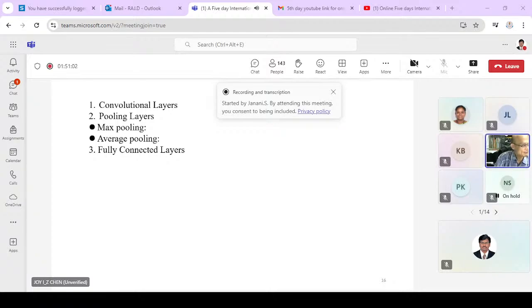It is also known that a CNN involves several layers. First, the convolutional layer, then the pooling layer, which has max pooling and average pooling, and finally the fully connected layer, and so on. So I think I will pass this page also.